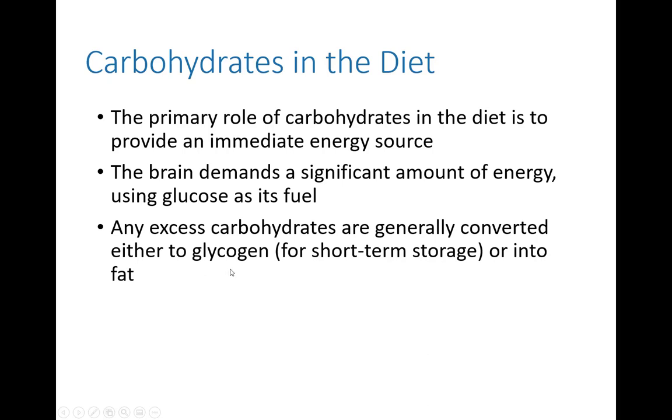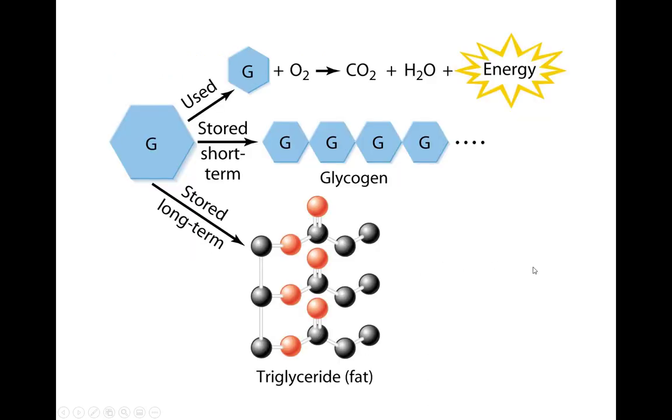They can either be used for short-term storage, in which case they are converted to glycogen. We saw pictures of glycogen just a moment ago. And eventually it can also be shifted over into long-term storage as fat. So those are essentially our three uses here of glucose. It is either broken down immediately to give off energy, stored short-term as glycogen, which has a starch-like structure, or it's ultimately converted into lipids, which will be the focus of the next chapter.